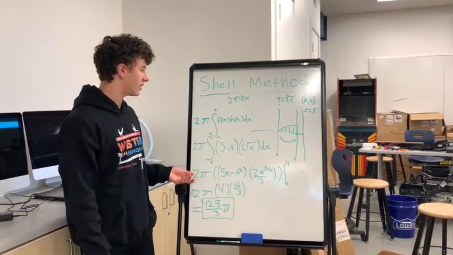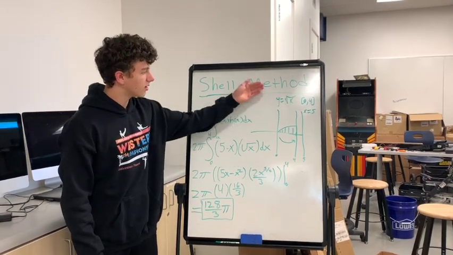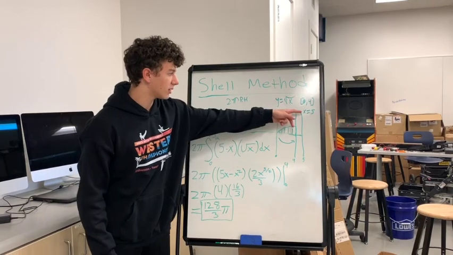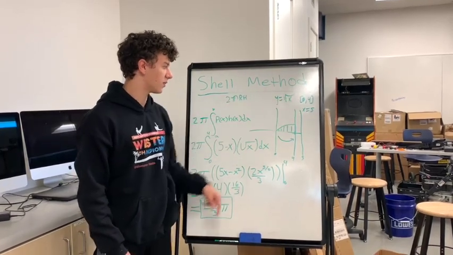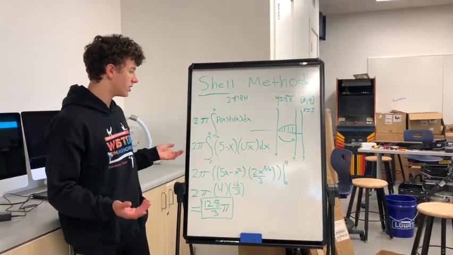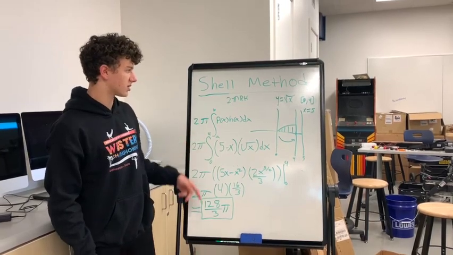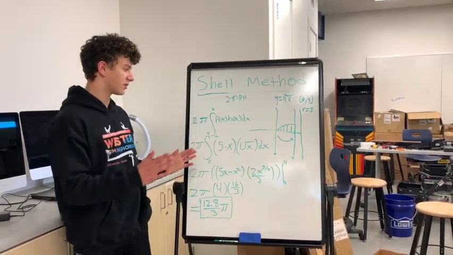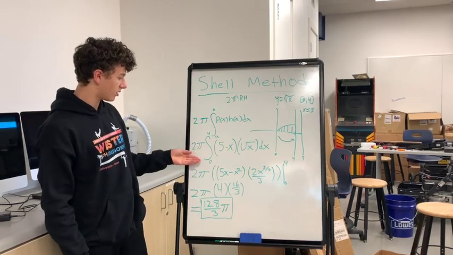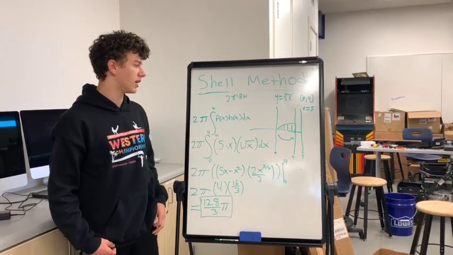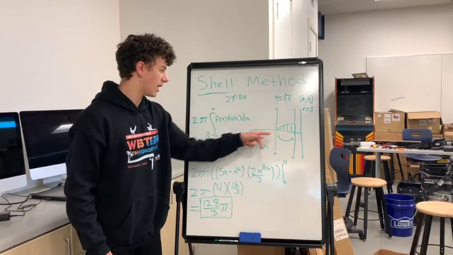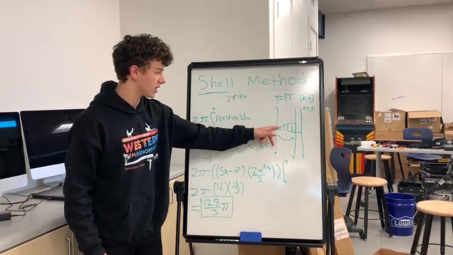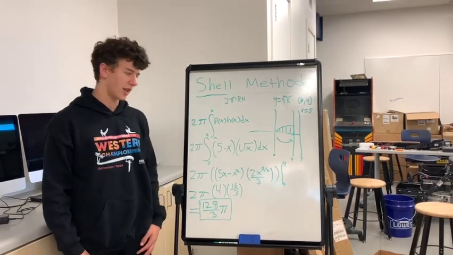So now how do we find these parameters? Let's say we're rotating the graph of y equals root x about the line x equals 5 from 0 to 4. First we have to find our parameters, and they're given to us quite clearly, from 0 to 4. That's the graph we're rotating. So it would be the integral from 0 to 4 of our radius, which is 5 minus x, times our height, which is changing at a rate of root x, dx.